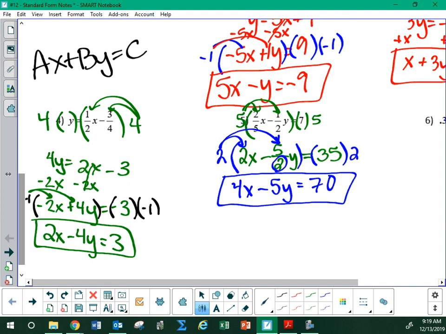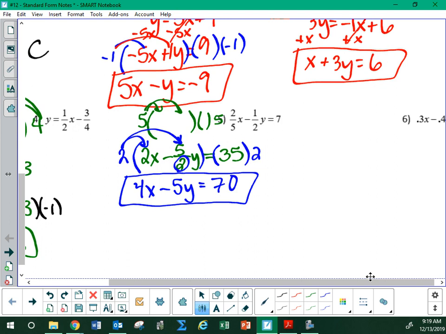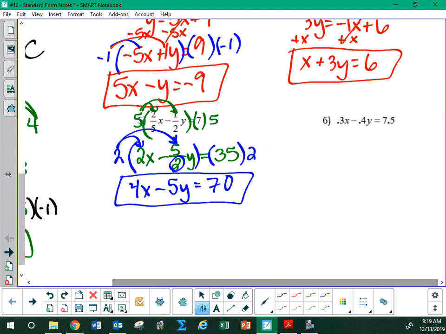How will we do decimals? Great question. Let's take a look at our next problem. Oh, looky there. There's a decimal. So let's take a look at number 6. So to deal with decimals, you just multiply by either 10, or 100, or 1,000.